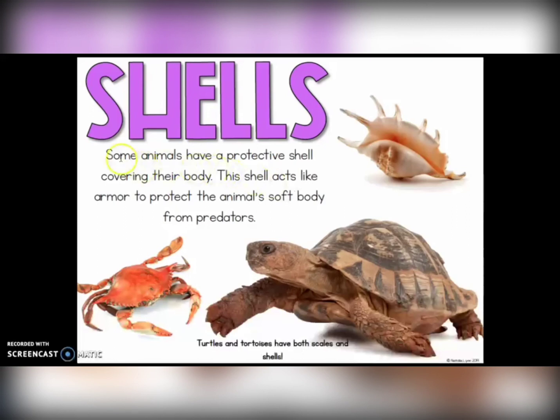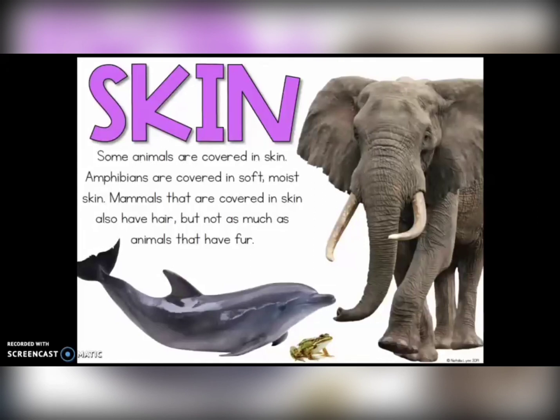Shells. Some animals have a protective shell covering their body. This shell acts like armor to protect the animal's soft body from predators. Turtles and tortoises have both scales and shells. Ooh, very interesting. The last animal covering we have is skin. Some animals are covered in skin. Amphibians, like a frog, are covered in soft, moist skin. Mammals that are covered in skin also have hair, but not as much as animals that have fur.